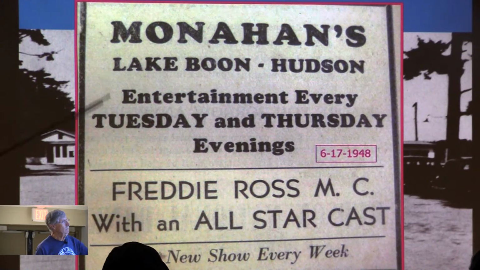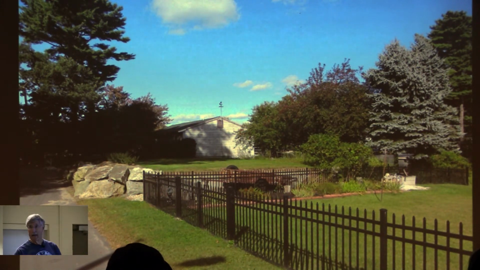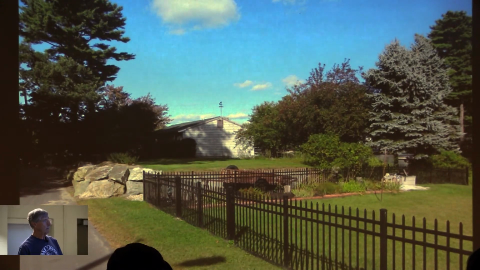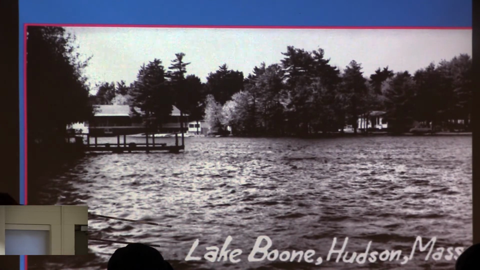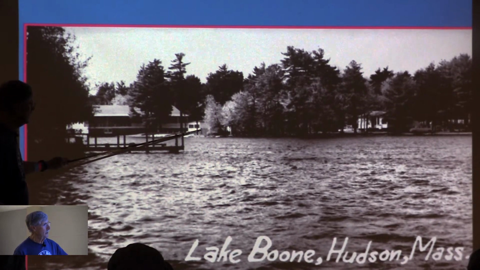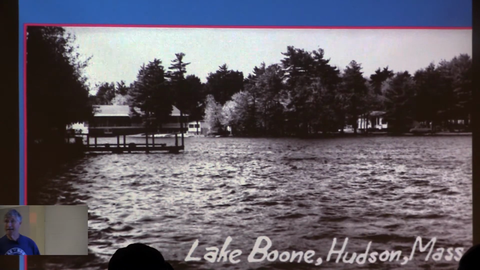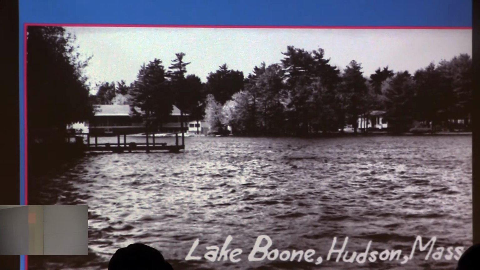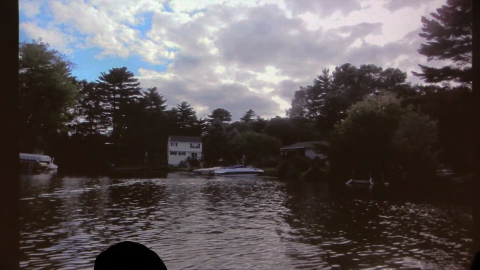This was 1948, an ad. That's the corner now. Okay, this is from the lake, second basin, looking into Monahans Cove. Here is the back, the very end of Monahans. This is the initially dance pavilion, which somewhere in the late 30s became a skating rink. Roller skating. And we'll have more to say about that in the next trip.